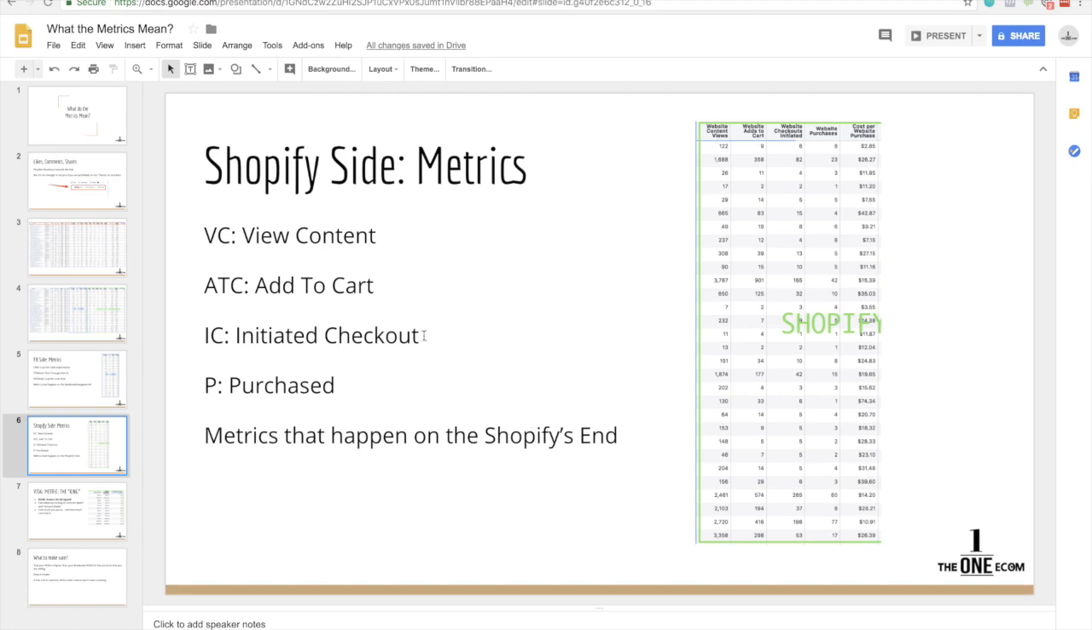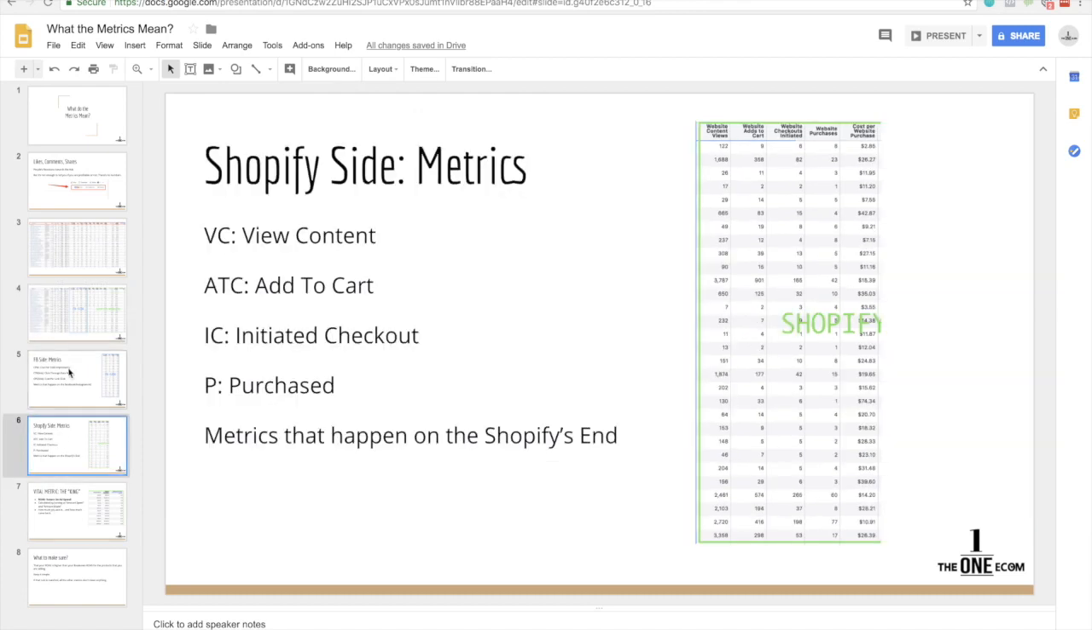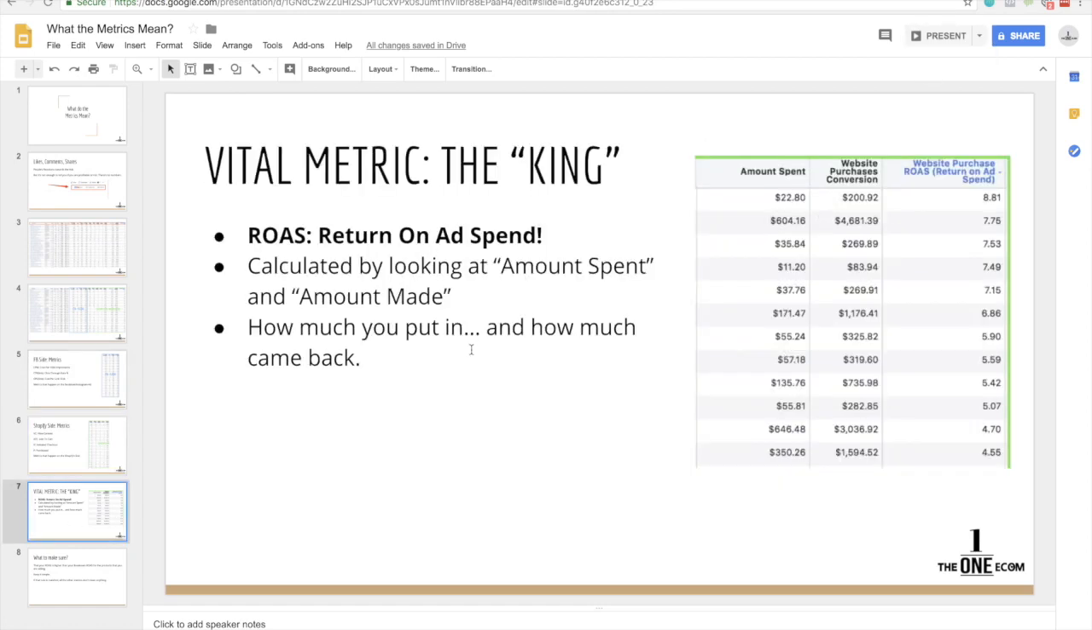All right, so let's look at the overview you have from the Facebook side, to look at how healthy your ads are, and then you have your Shopify website side. Now that you understand the process, how it works, what it means, the next thing is understanding the vital metric, right? The king of all the metrics.